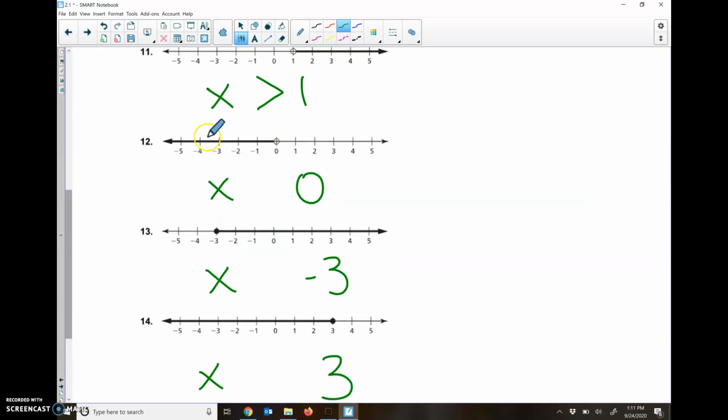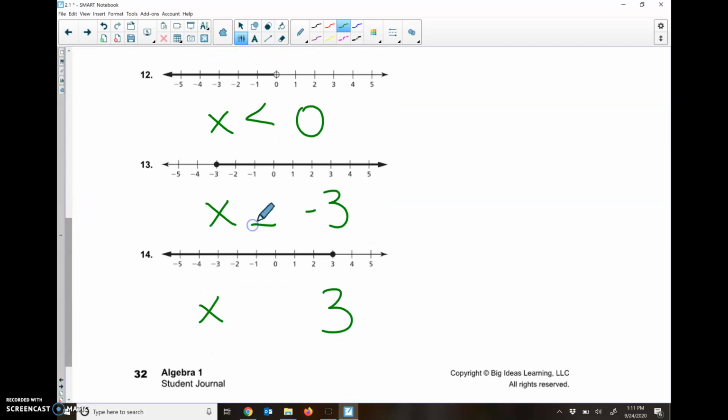Here, x and 0, and it ends up going to the left. Numbers less than 0, like negative 1, negative 2, negative 3. So x has to be a number less than 0. Here I see a filled in circle, so right away I'm going to put my line underneath it, and I have negative 3 and numbers going to the right, like negative 2, negative 1, 0, 1, 2, 3. So x has to be a number greater than or equal to negative 3. And then the last one here, I have numbers going to the left. I see a filled in circle, so I'm going to put my line there. So numbers going to the left are less than, like 2, 1, 0, things like that.